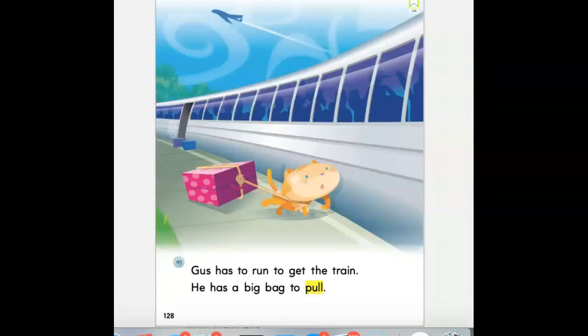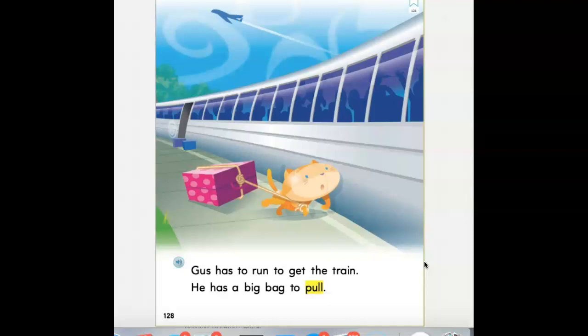So Gus Takes the Train is our story. As we read through the story, Mrs. Collier will read the sentence, and then I want you to whisper read it with me. So it says, Gus has to run to get the train. So read that with me. Gus has to run to get the train.